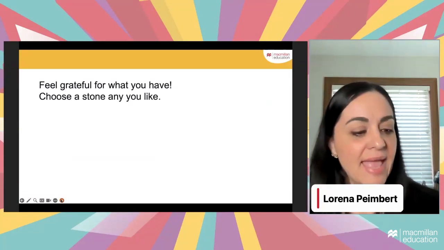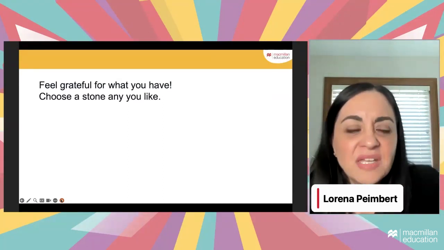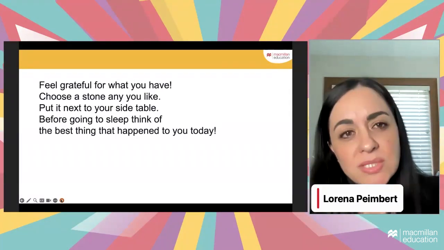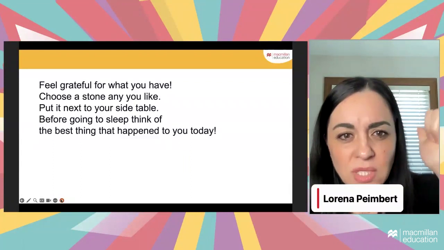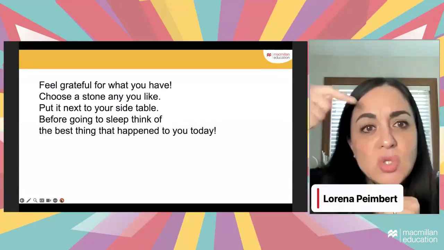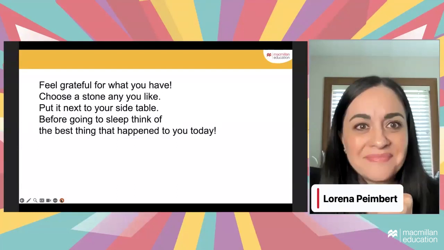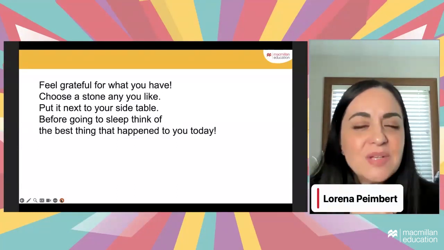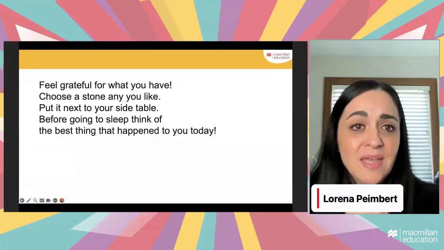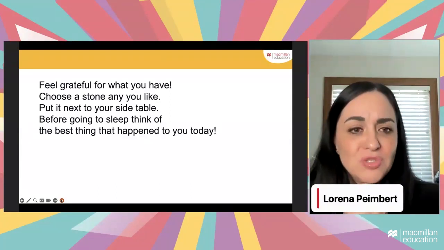Focus on the positive. And I also do this activity. Choose a stone, any you like, any you find. Put it next to your side table. And before you go to sleep, take your stone and think of the best thing that happened to you today. So you're going to start thinking about all of the good things that happened to you today. And then you're going to feel blessed because there were so many good things that happened to you today. There were hard things, yeah, but I also had so many good things that happened to me today.